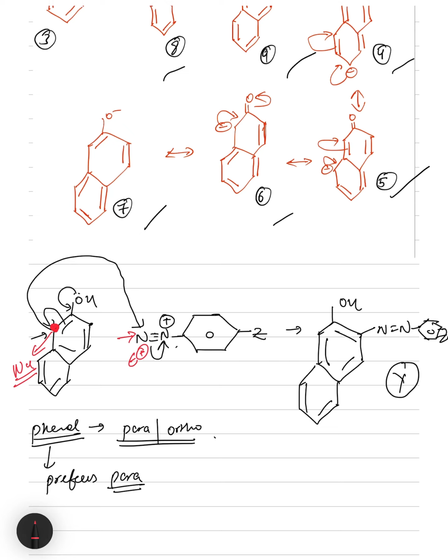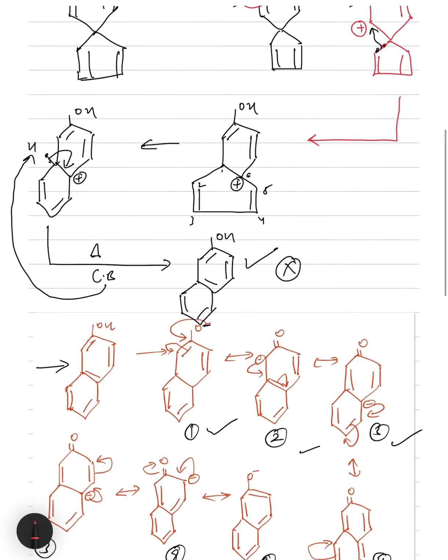Now, to make the attack faster, and to make the reaction more progressive in the forward direction, what do we need? We need an electron withdrawing group here. Because if the electron withdrawing group is here, it will make the N2 plus more electrophilic in nature, more electron deficient. And that will make the reaction go in the forward direction more, right? So the presence of an electron withdrawing group in the diazonium salt will make the reaction go fast.